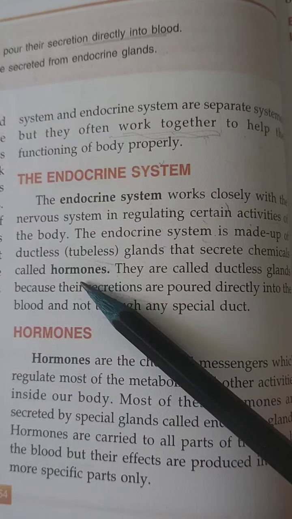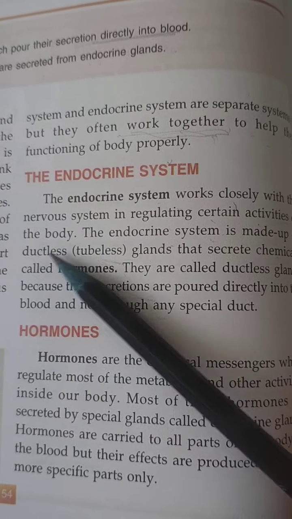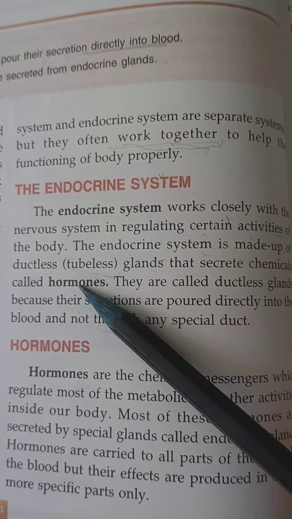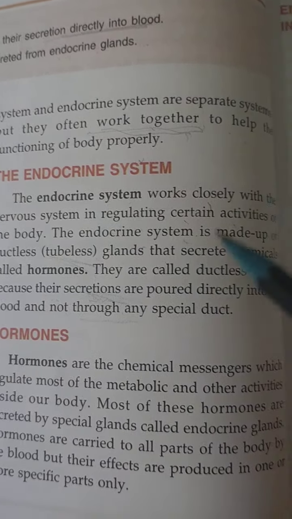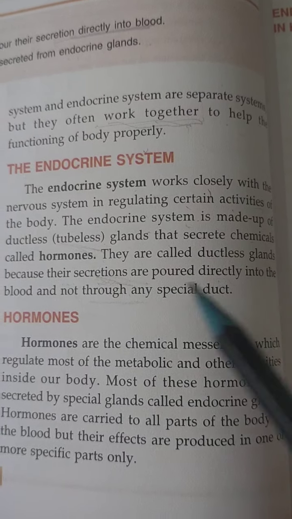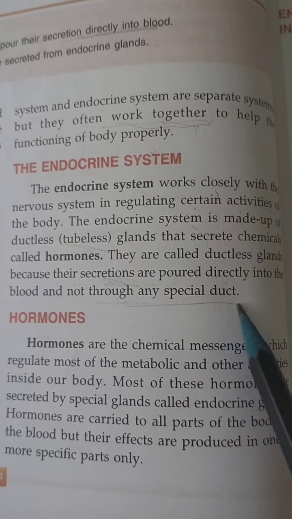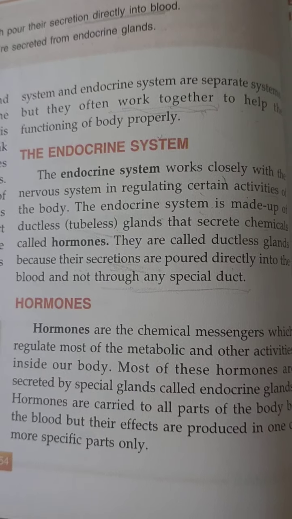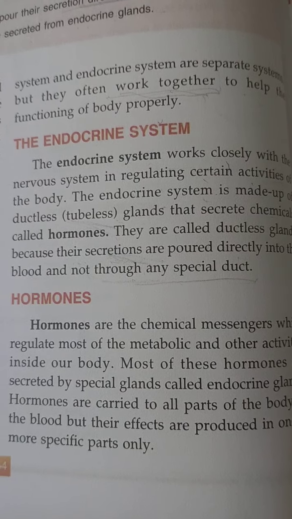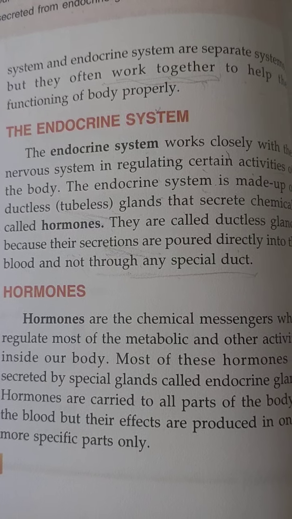So what do they secrete? They secrete hormones. They are ductless, which means they release their hormones directly into the bloodstream. They are called ductless glands because their secretions are poured directly into the blood and not through any special duct. So they do not require any special duct. They directly pour hormones into the bloodstream.